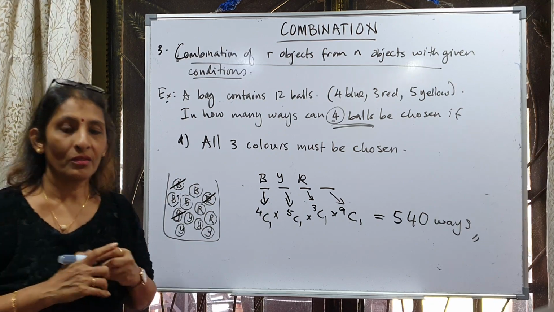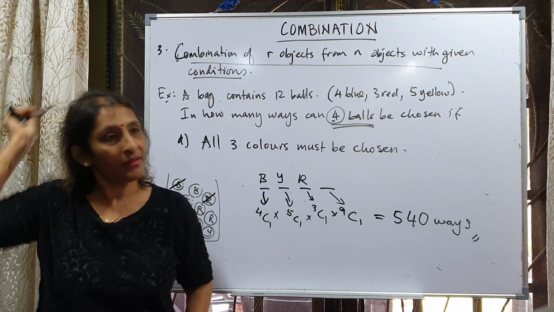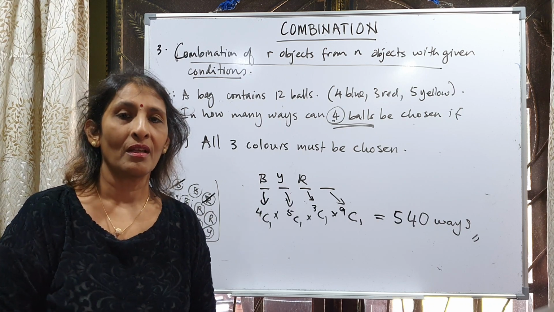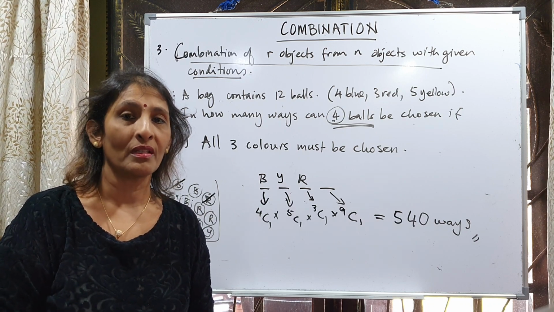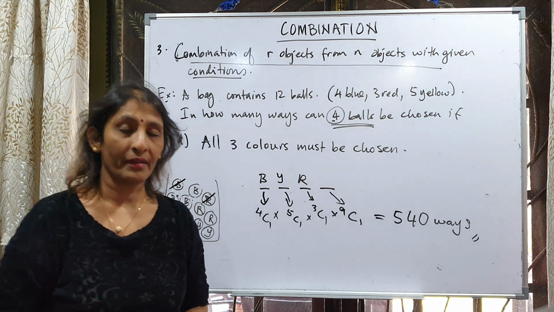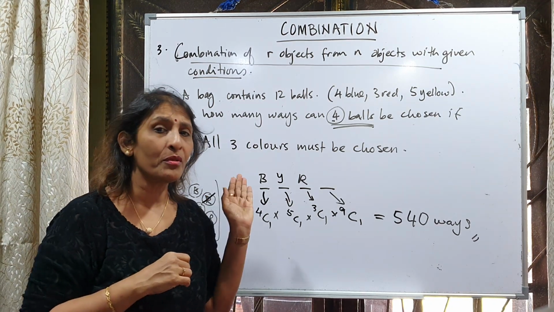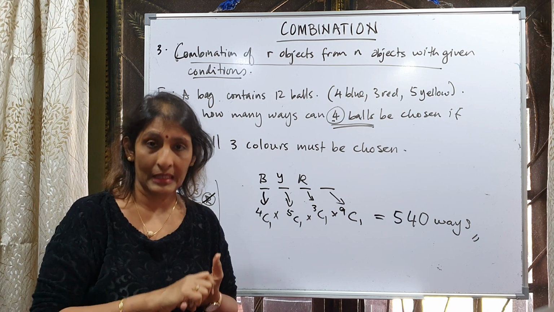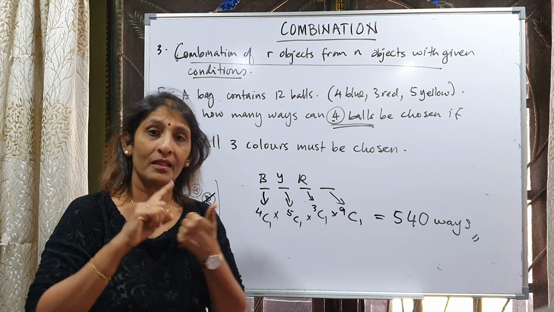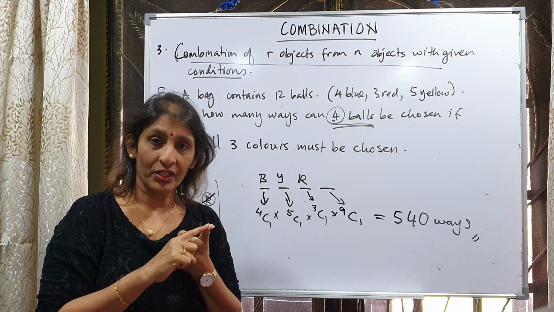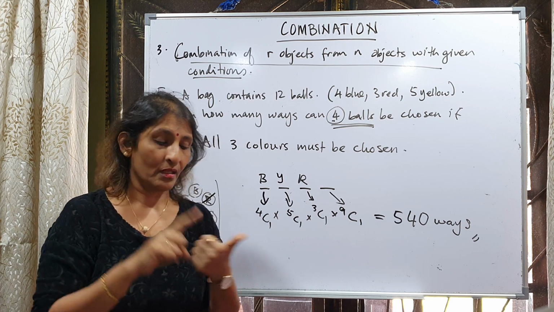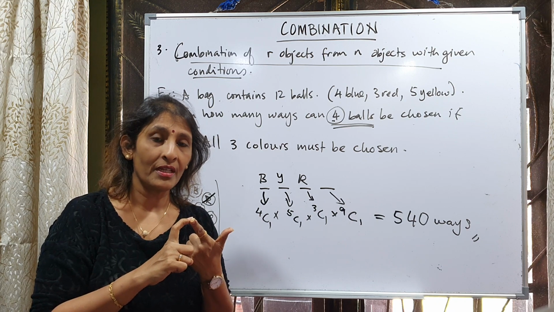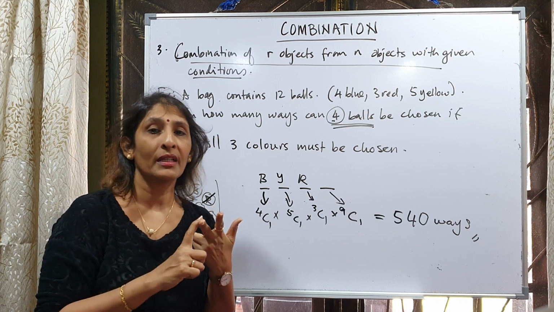So I think that's about it for combinations. You can do more questions from your homework and workbooks and practice. I repeat again, whether it's permutation or combination, the method of solving is the same. You follow the steps. Step 1, you put in the dashes, how many you want to choose. Step 2, you put in the conditions necessary. And step 3, you do the calculation carefully.